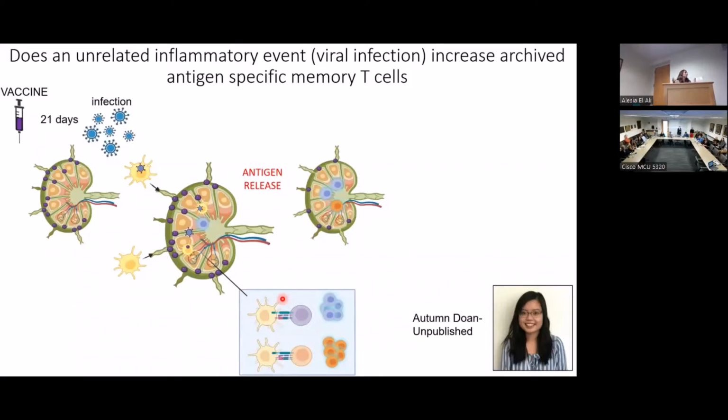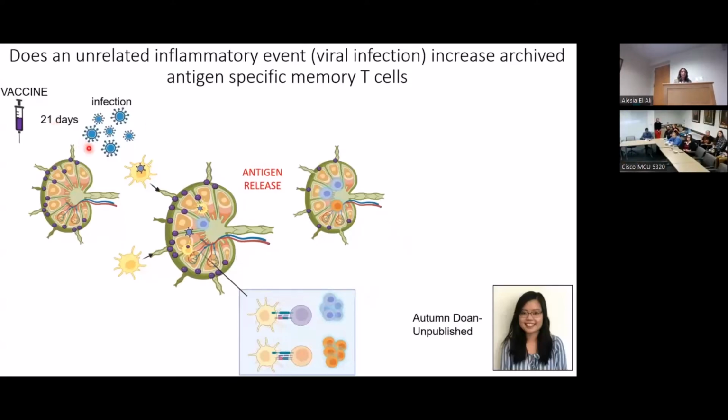what happens to the antigen that's been archived by the LECs? And based on some other studies we had done, what we would predict is that the LECs actually release the antigen at this time point. And this antigen release could then stimulate any T cells that were activated during the initial immune response, so the memory T cells.